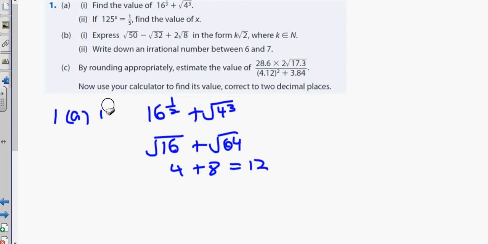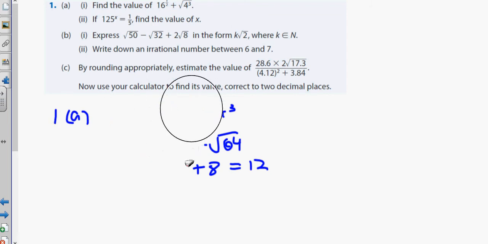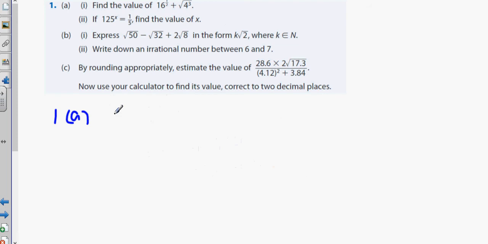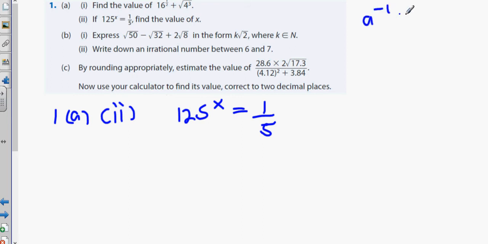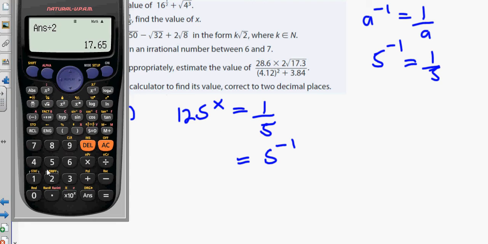Now 1a part 2 is going to be 125 to the power of x equals 1 over 5. Now just a quick thing to remember is that a to the power of minus 1 is 1 over a. This means that 1 over 5 is 5 to the power of minus 1. So the right hand side is 5 to the power of minus 1. Now 125 is much bigger than 5, so we have to figure out how many times you need to multiply 5 to get 125.